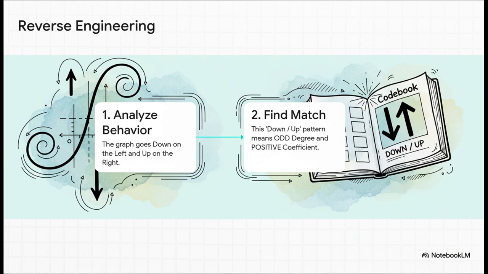What if you see a graph that goes down on the left and up on the right? What does that tell us about its equation? Well, step 1 is just to describe what we see. Down on the left, up on the right. Step 2, we play detective and find that pattern in our codebook. Which box matches down/up? That tells us the function has to have an odd degree and a positive leading coefficient.